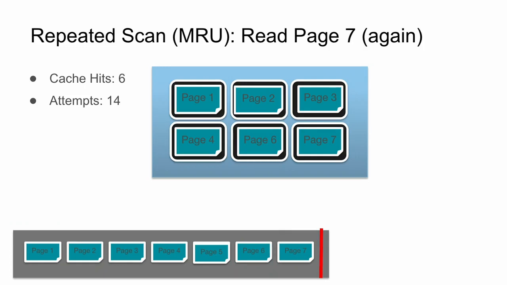Now we're going to go to 7. Oh, hey, cool, 7's in there. So, it's great. Now let's try again. 1 is there, 2 is there, 3 is there, 4 is there. 5 is not. Okay, now let's replace page 4, because that's the most recently used.